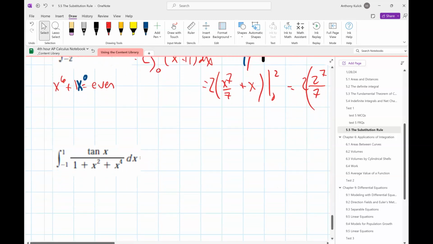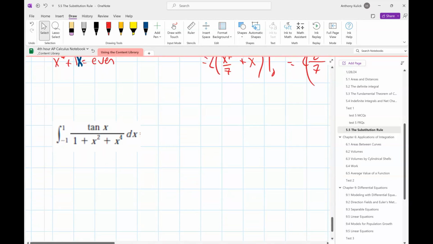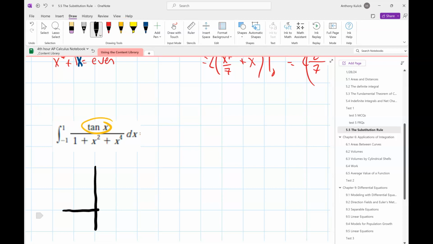All right, let's take a look at another one. Whoa, is what Talika says. So, tangent of x, odd or even? What's the graph of tangent look like? Just the first period. Looks like that, right? Odd or even? Okay.